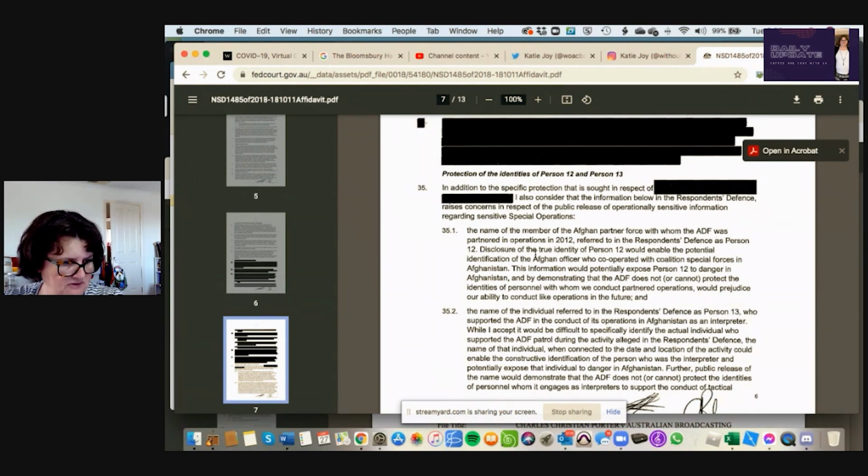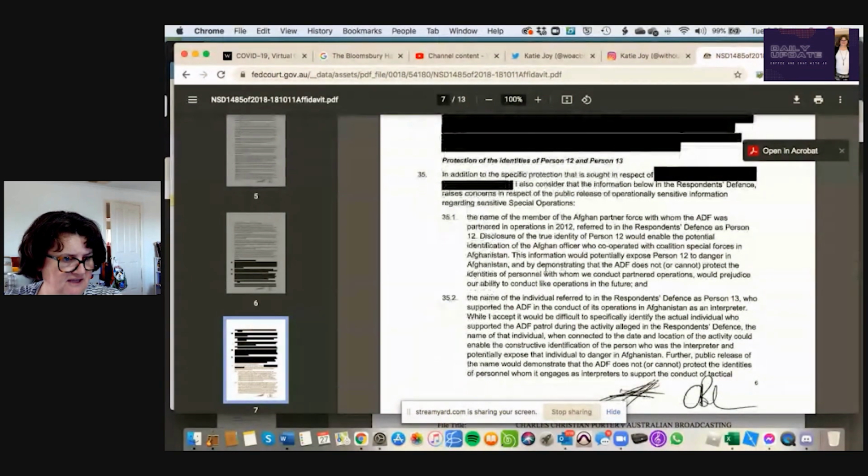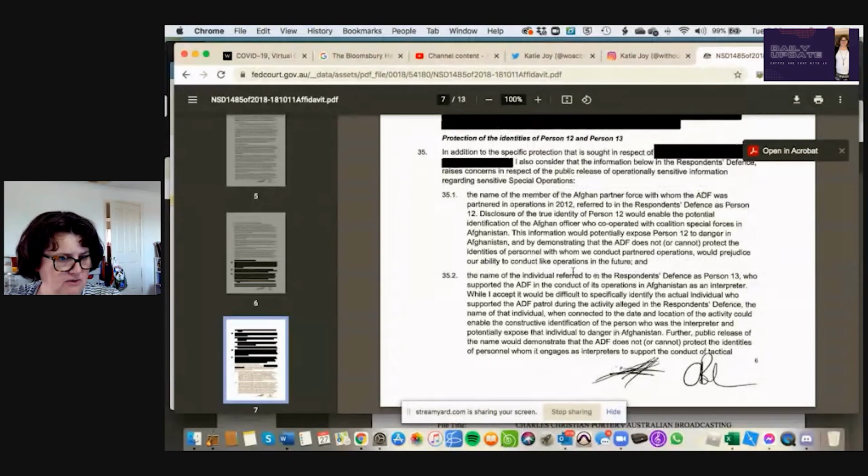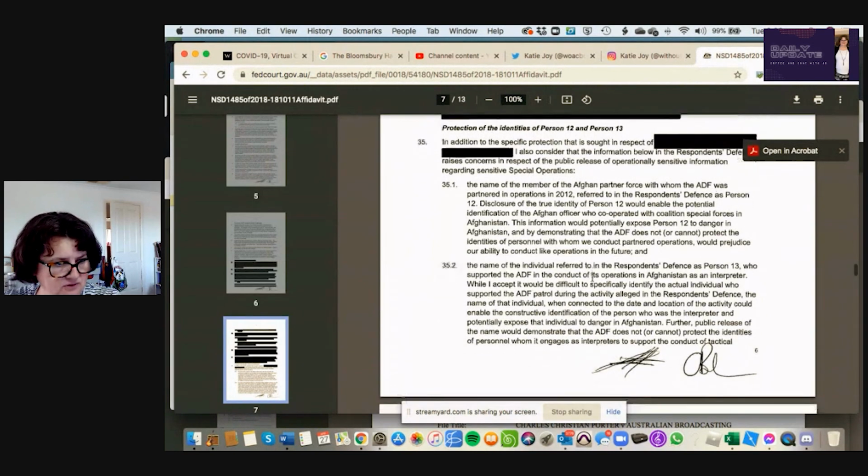Disclosure of the true identity of Person 12 would enable potential identification of the Afghan officer who cooperated with the coalition special forces of Afghanistan. This information would potentially expose Person 12 to danger in Afghanistan by demonstrating that the ADF does not or cannot protect identities of personnel with whom we conduct partner operations. We would prejudice our ability to conduct operations like this in the future.